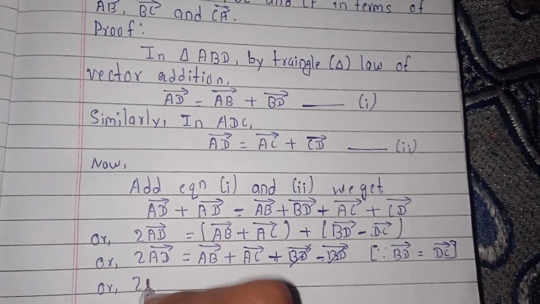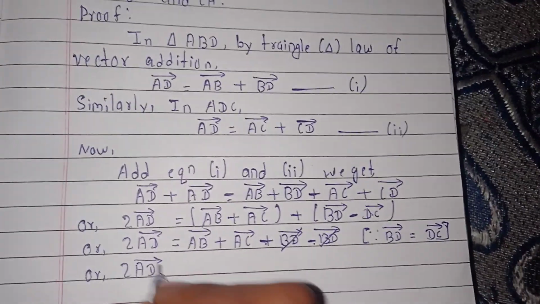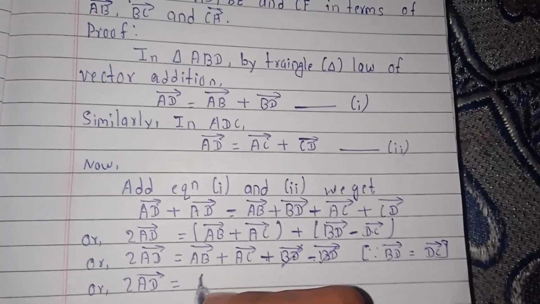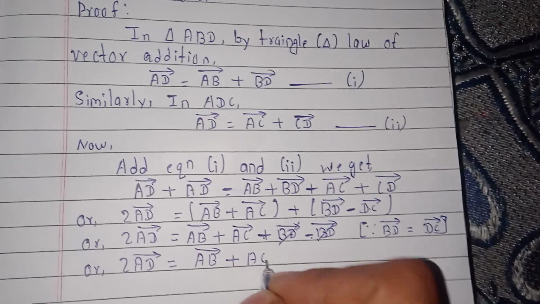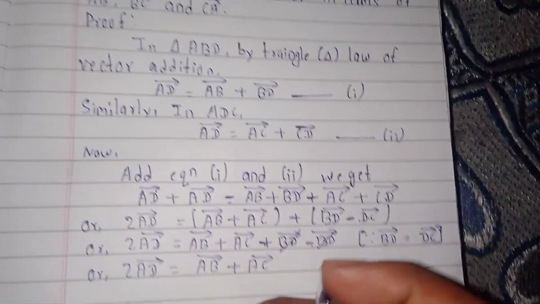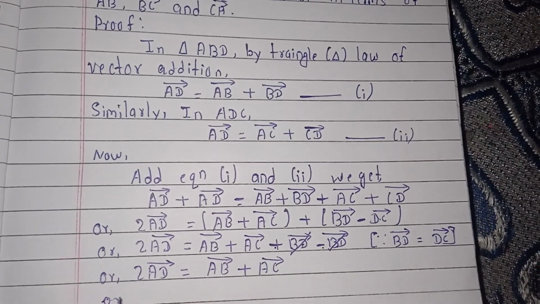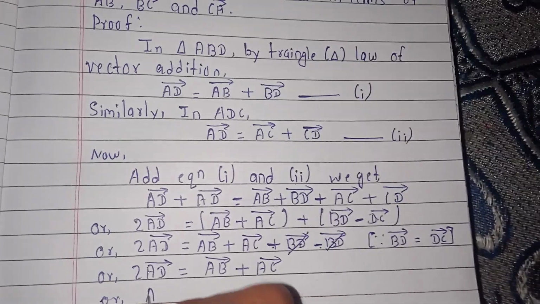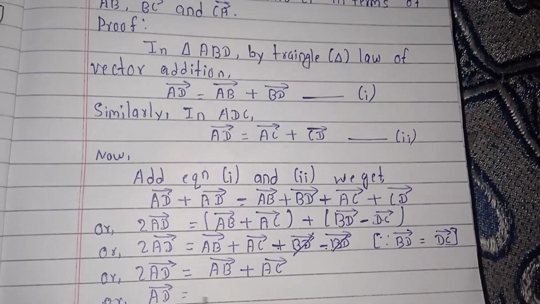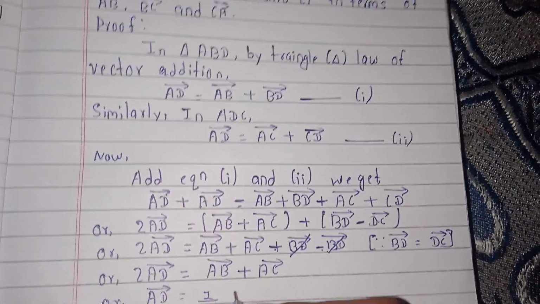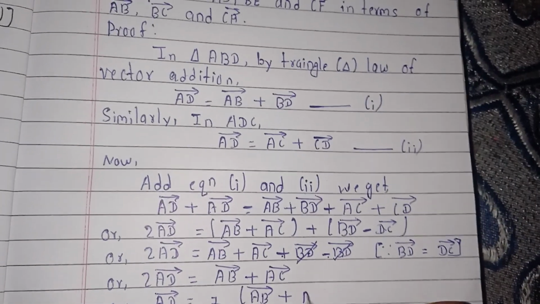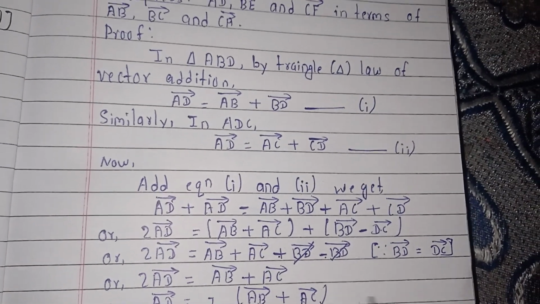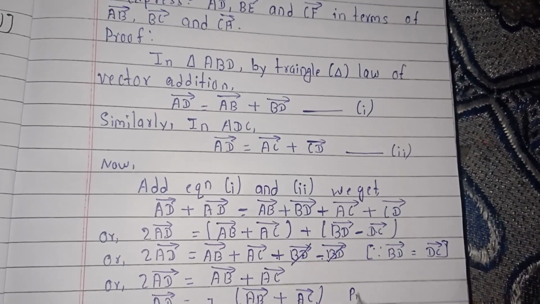So 2 AD vector is equal to AB vector plus AC vector, and then AD vector is equal to 1 by 2 of AB vector plus AC vector. First is proved.